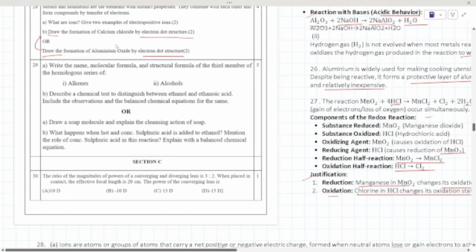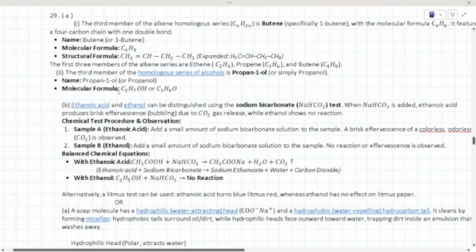Now let's see the 29 number question. So here it's an OR. You have to do the first, A or B, otherwise the second one, A or B. So write the name, molecular formula, and structural formula for the third member of the first series of alcohols. Okay, let's see here how we will do it.